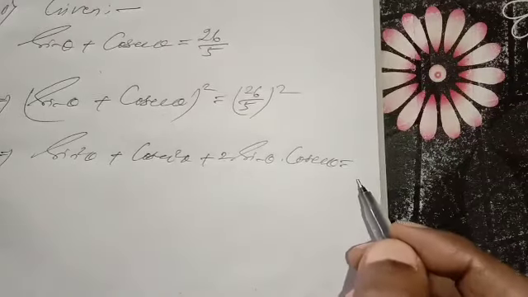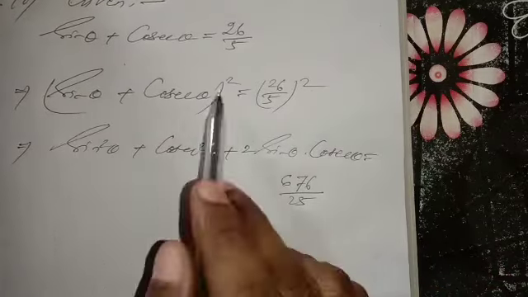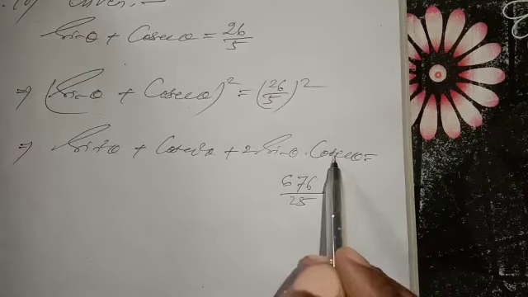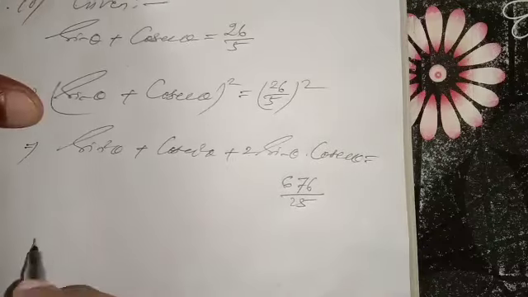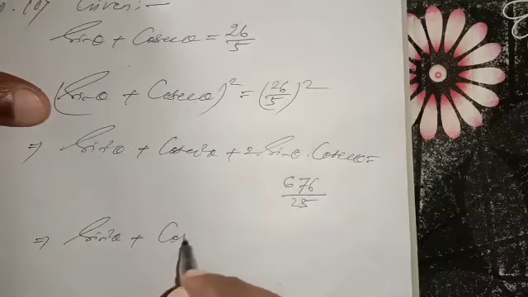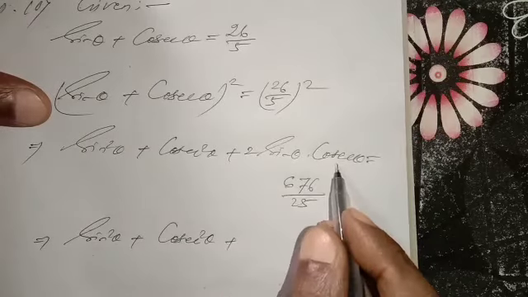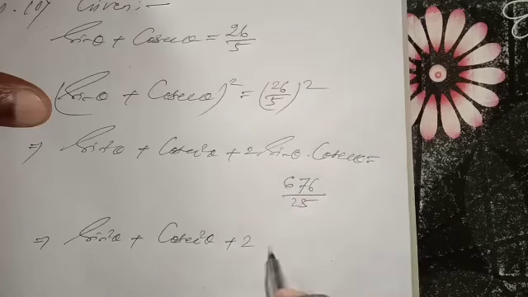Squaring both sides, applying the a plus b whole square formula, sin square theta plus cosec square theta plus 2 into sin theta into cosec theta is equal to 26 whole square, which is 676, by 5 whole square, 25. Then sin theta into cosec theta is what? 1, reciprocal. So 2 into 1, 2, equal to 676 by 25.